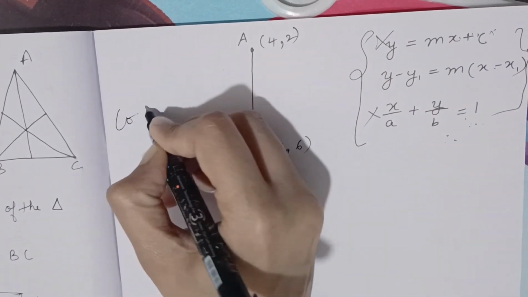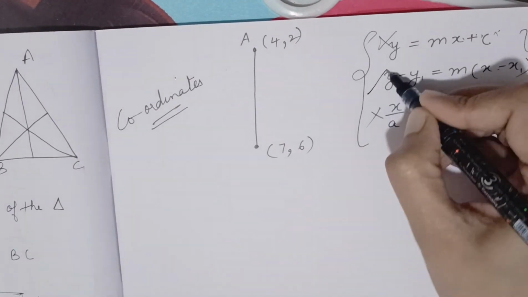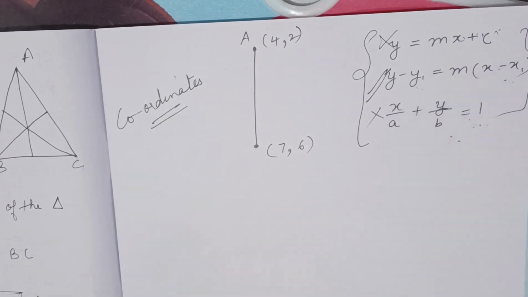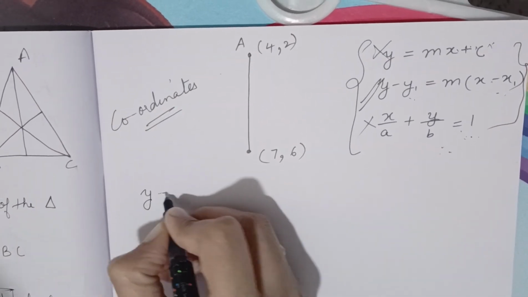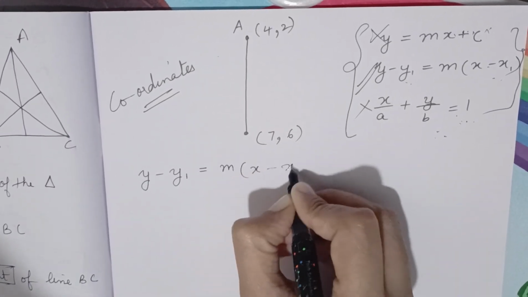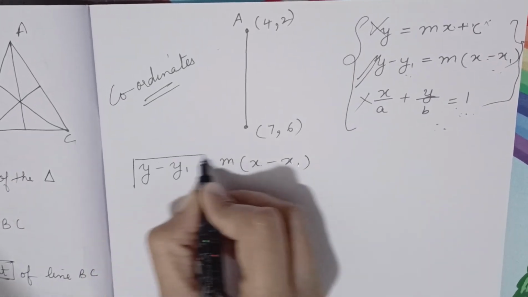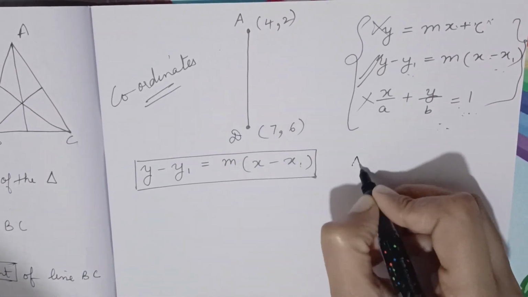We have coordinates. So that means the only option which is left is this one, because here we make use of coordinates. Okay, so I'll just write it. y minus y1 is equal to m into x minus x1. We'll make use of this to get the equation of line AD.